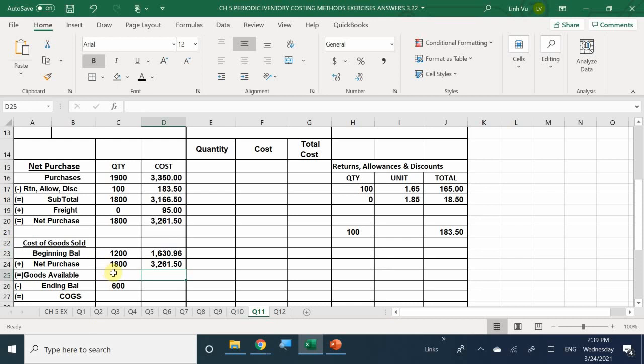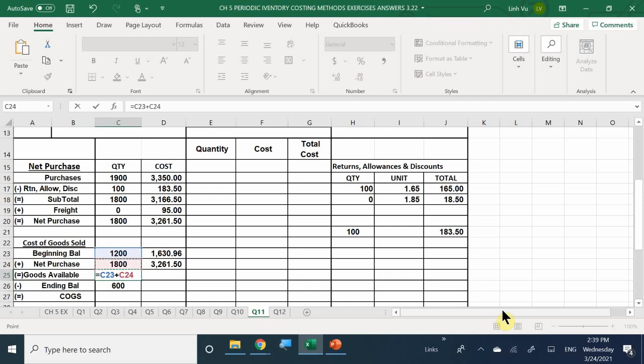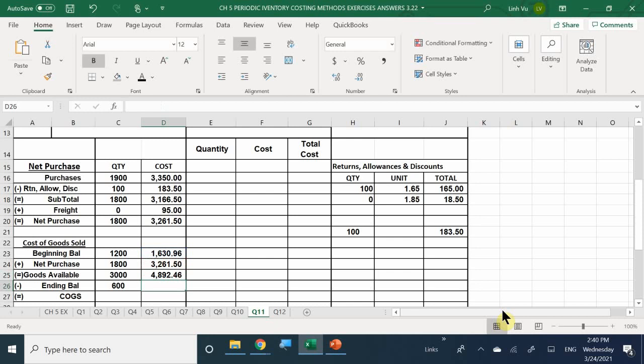All right. So what is my total goods available? 1,200 plus the 1,800, right? Yes, correct. 3,000. All right. And then what's my total goods available cost? 4,892.46.